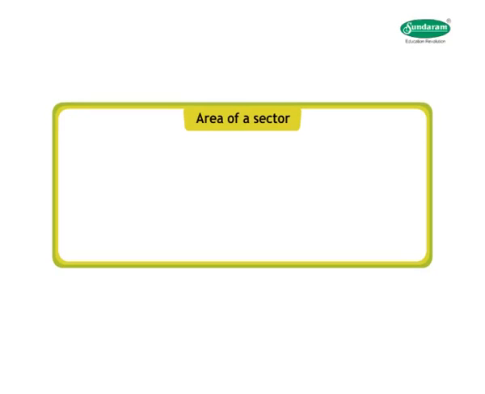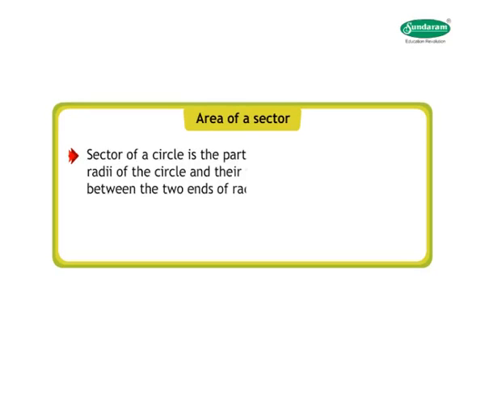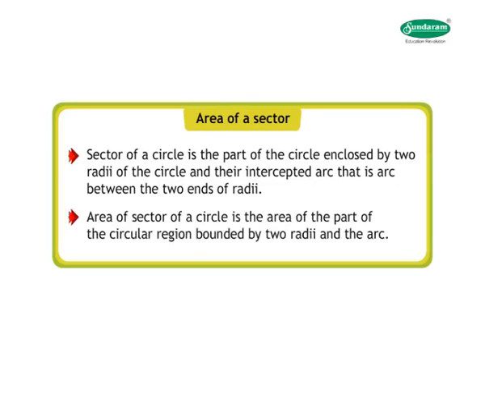Area of a sector. Sector of a circle is the part of the circle enclosed by two radii of the circle and their intercepted arc, that is, the arc between the two ends of the radii. Area of a sector of a circle is the area of the part of the circular region bounded by two radii and the arc. Observe the figures given below and answer the questions.